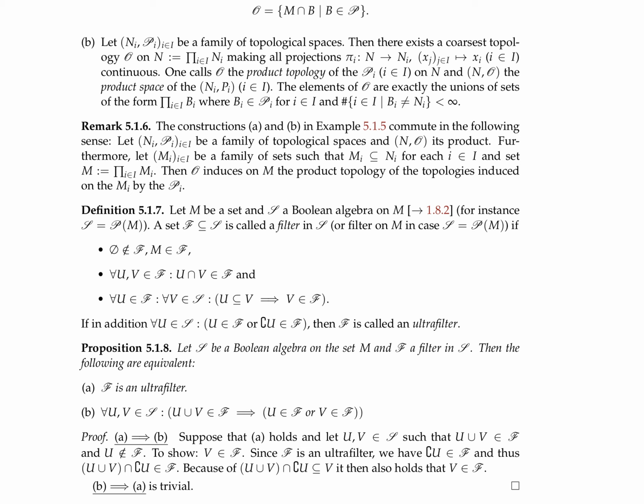So if S is a Boolean algebra on a set, then a subset is called a filter if it satisfies these axioms, right? And an ultrafilter if it satisfies in addition that axiom. And you see easily, by the definition of an isomorphism of Boolean algebras, maybe let's see this.